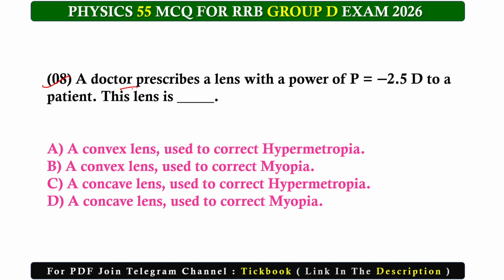Question number 8. A doctor prescribes a lens with the power of P equal to minus 2.5 D to a patient. This lens is a... Option number D, a concave lens used to correct myopia.